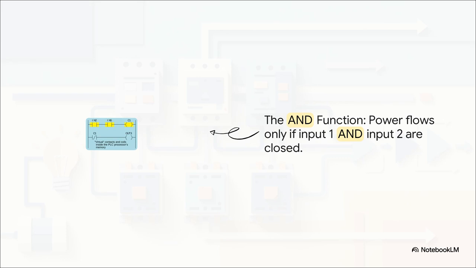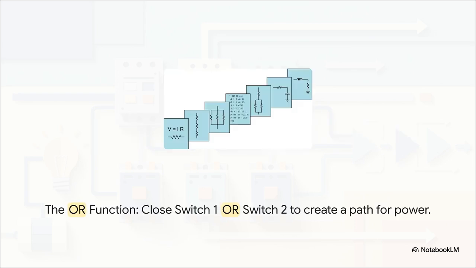Take a look at this rung. For electricity to flow all the way from the left rail to the right, the path has to be totally complete. What that means is switch 1 and switch 2 must both be closed. If even one of them is open, the circuit's broken and nothing happens. Simple as that. The other fundamental rule we need is the OR function.